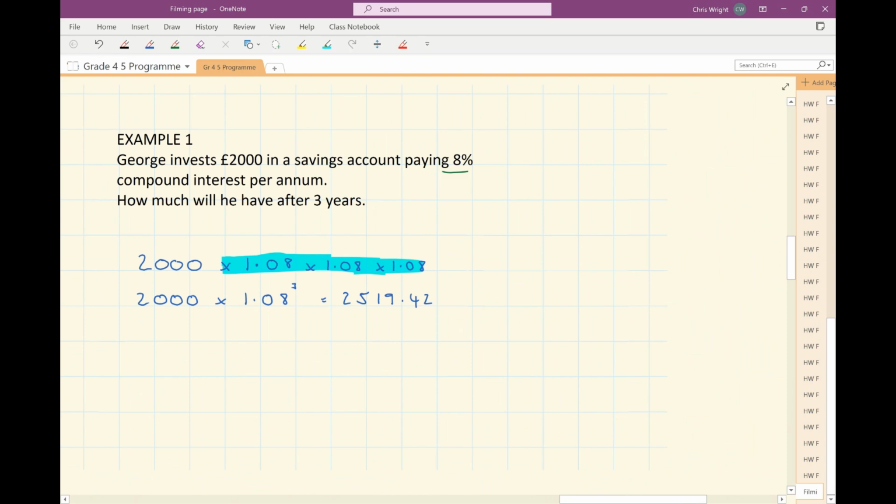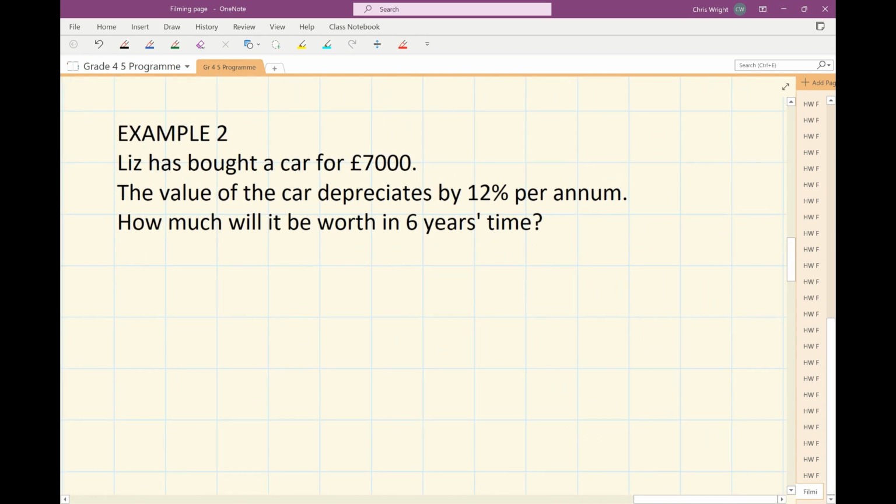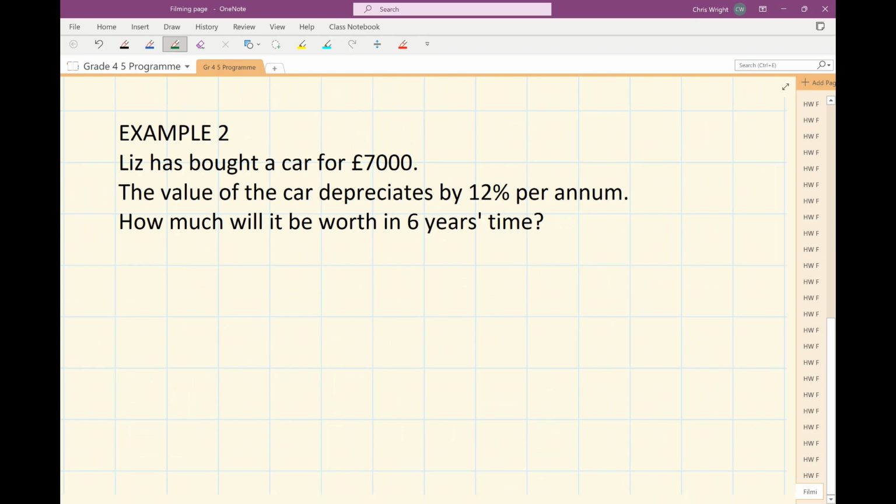Let's have a look at another example. This time we've bought a car and it's going to depreciate by 12% a year. How much will it be worth in 6 years' time? Well, I don't really fancy working out 12%, taking it off, working out 12% of the new amount, taking it off, and doing that 6 times. I might as well do this. Start with the 7,000. Now, we're depreciating by 12%, so we're reducing by 12%.